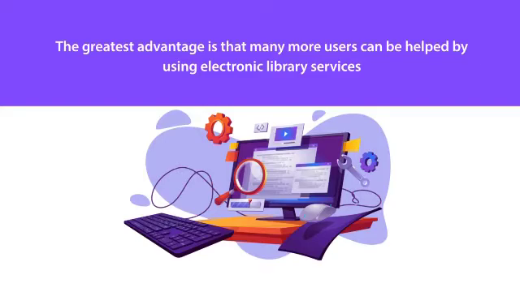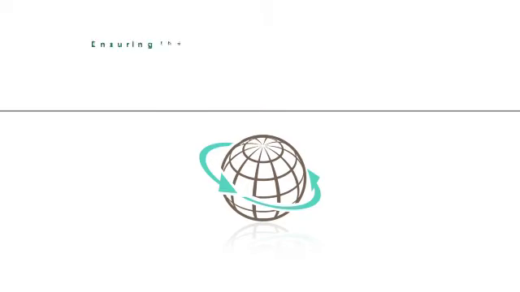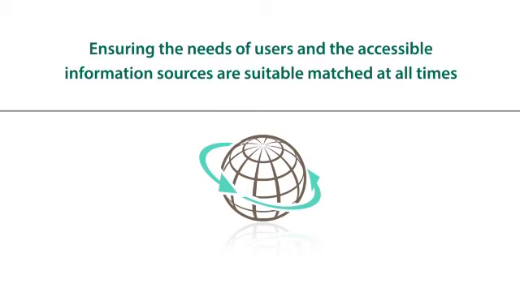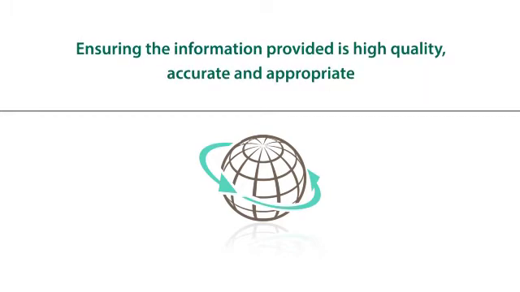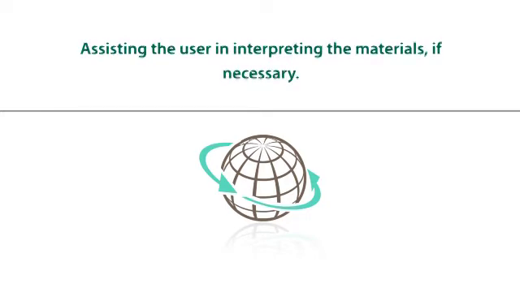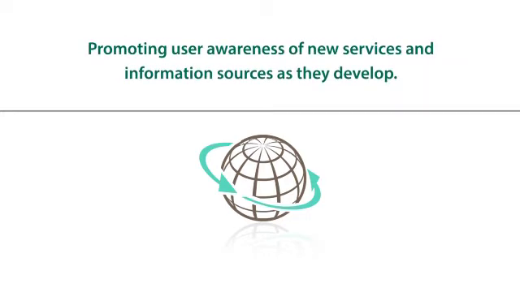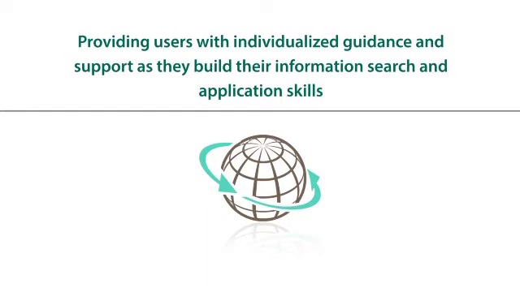So these are the usability and advantages of electronic web-based library services, which are established for the following reasons: ensuring the needs of the users and that accessible information is matched at all times, delivering those information sources to the user in a timely and appropriate fashion, ensuring the information is of high quality, accurate and appropriate, assisting the user in interpreting the materials if necessary, promoting user awareness of new services and information sources as they develop, and providing users with individual guidance and support as they build their information search and application skills.